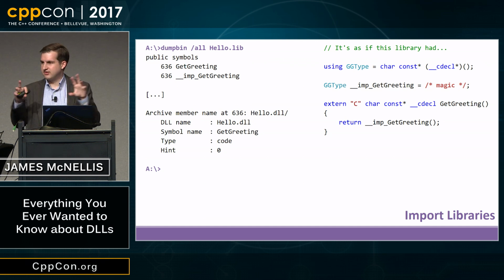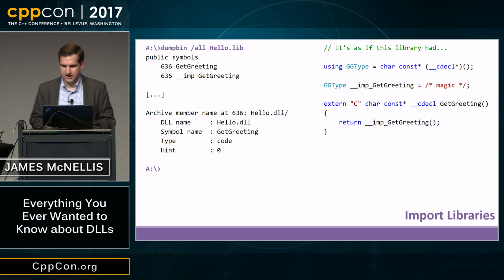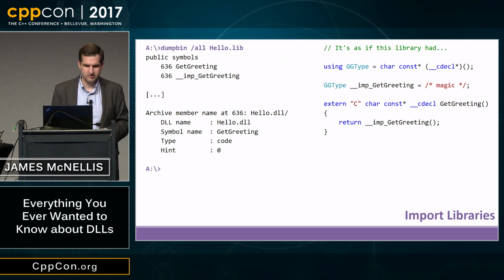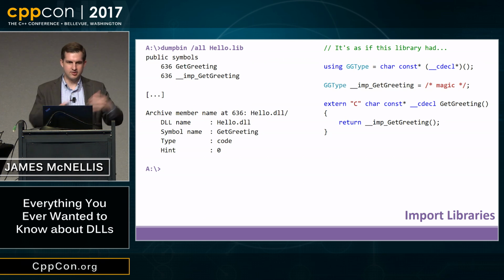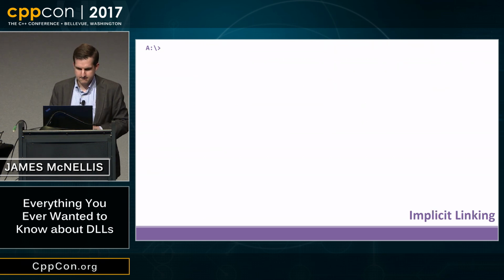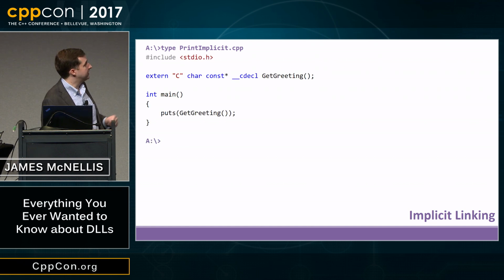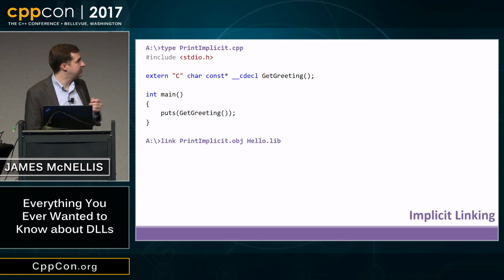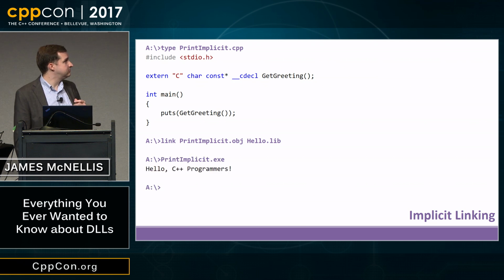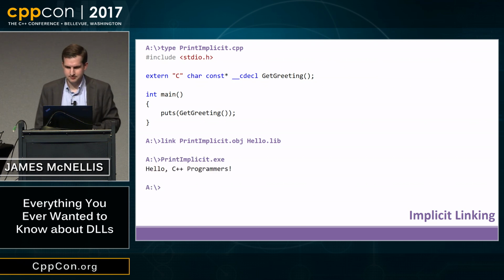And then getGreeting is basically just a stub that gets statically linked into your program that calls through that function pointer. So this way, when inside of our main function, if we call getGreeting, it'll end up calling through that function pointer and getting the function from the DLL. So then if we have our print greeting implicit program, we can compile it, we can run it, and we get our message again.